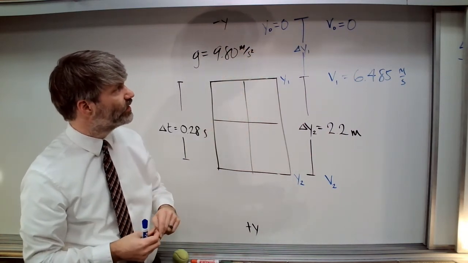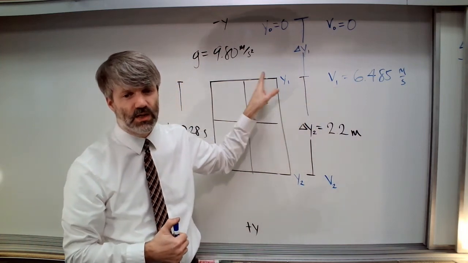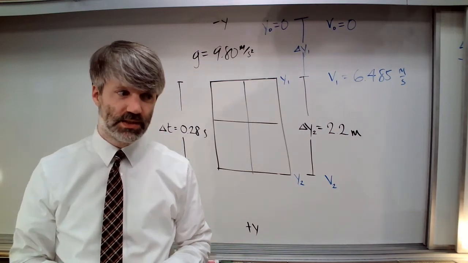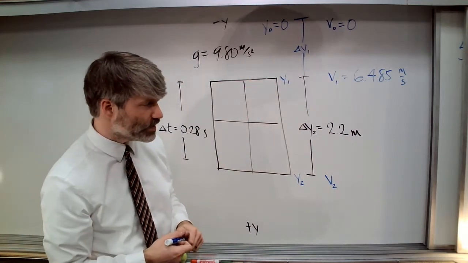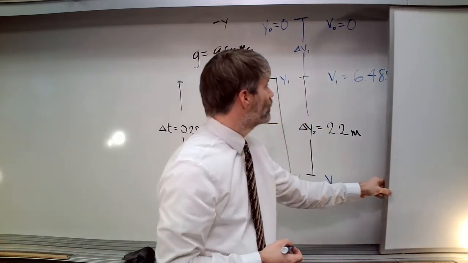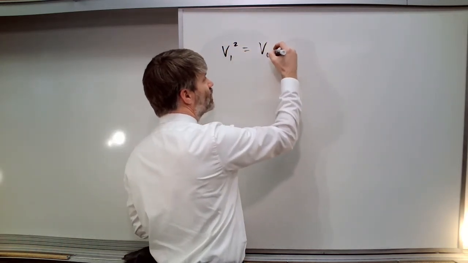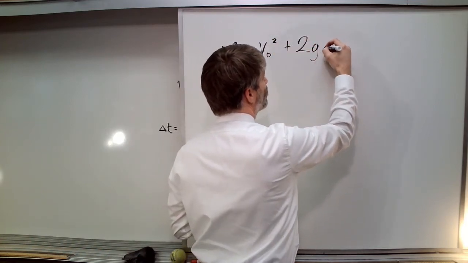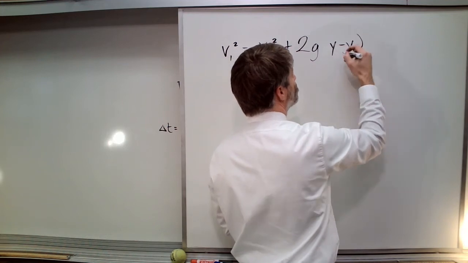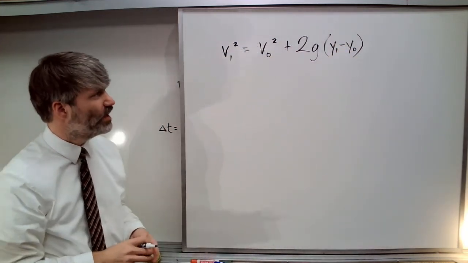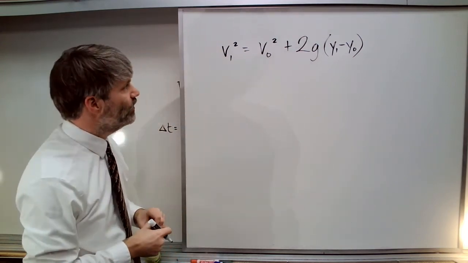I can now use this in this scenario here. When I look at this scenario here, now I can see y0 is 0, v0 is 0, and the final velocity is 6.485 meters per second. The acceleration is still 9.80 meters per second squared. I have a lot of information now and everything that I need to find delta y1 in this case. So I'm going to do just that. We're going to use v1 squared equals v0 squared plus 2g delta y, which is y1 minus y0. But you'll notice that's just a change in position from the point where it's dropped to the top of the window.